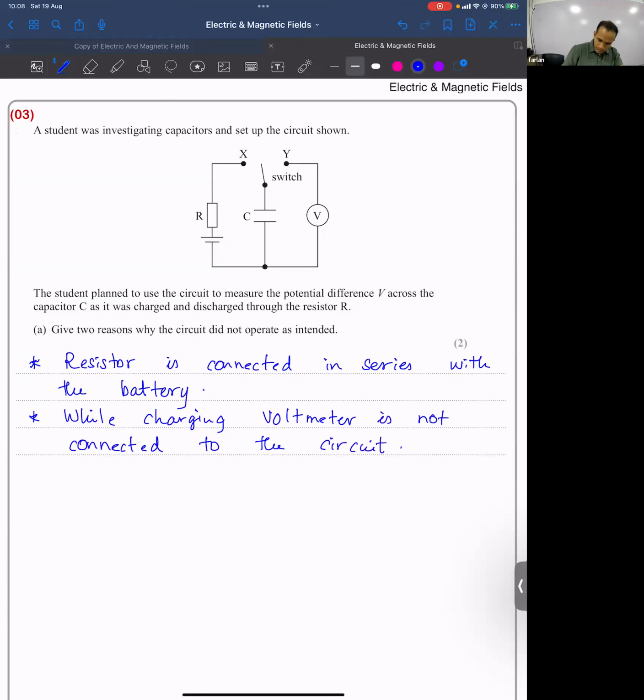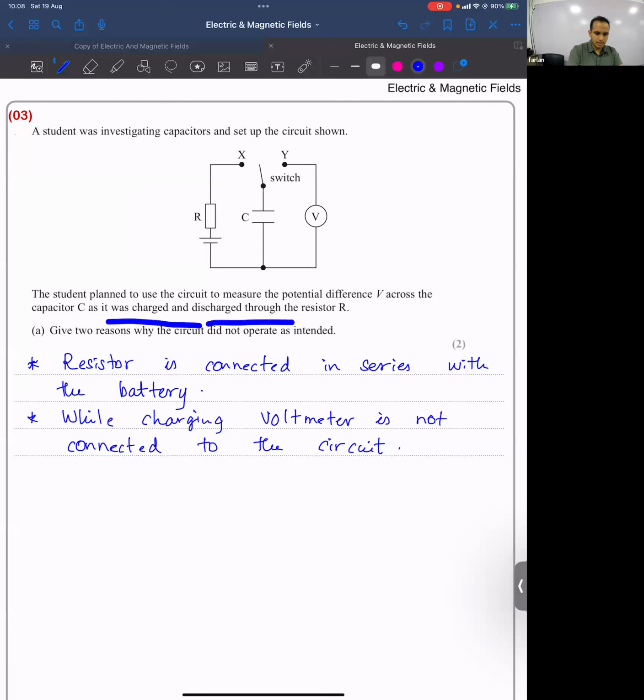Now, the voltmeter was used to calculate after discharging from the resistor, right? But what was his intention? The student planned to use the circuit to measure the potential difference across the capacitor C as it was charged and discharged. That was what he wanted to do. So how is he supposed to do that? Where is he supposed to put the voltmeter?